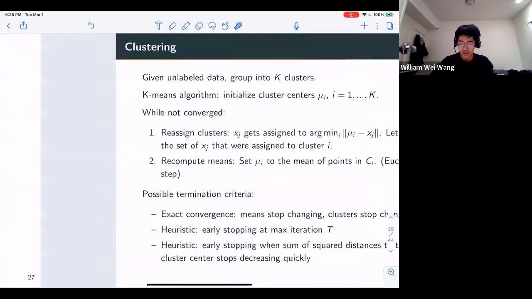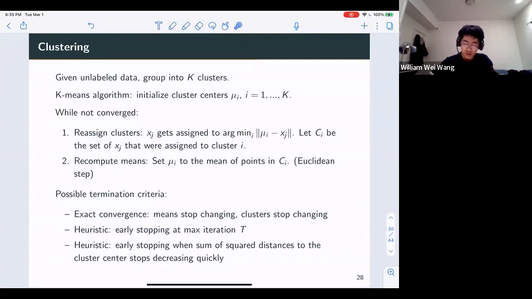Let's talk briefly about unsupervised learning. One thing you might see is clustering. Remember, we're given data that looks like this, and you want to cluster it. Here you might say that this is a cluster, this is a cluster, and this is a cluster. One way to do that is with the k-means algorithm.